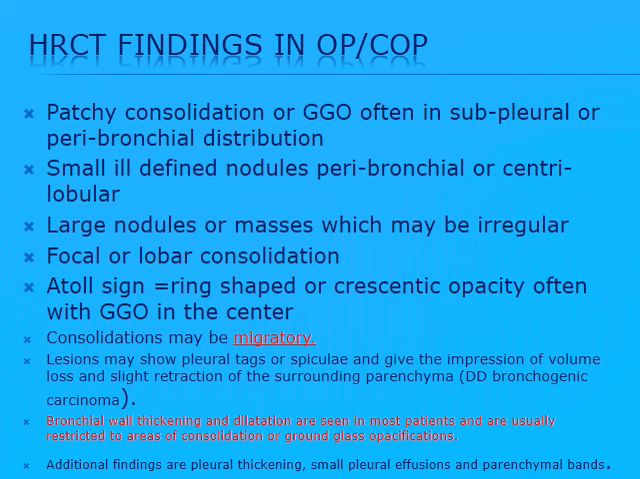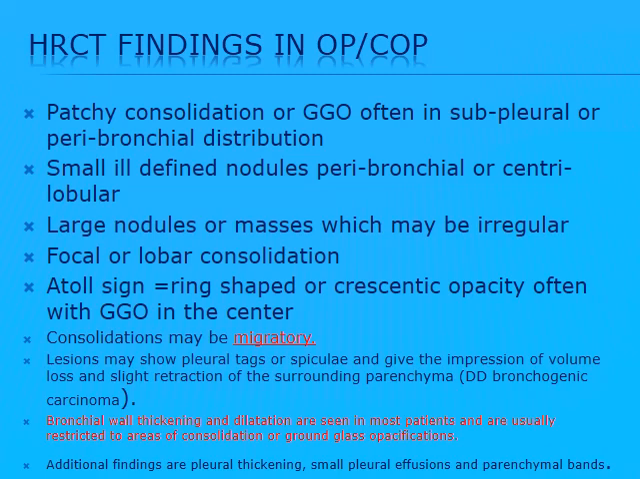What are the findings? It could present as patchy consolidation or ground glass opacities, often in subpleural or peribronchial distribution. It can present as small ill-defined nodules, peribronchial or centrilobular, large nodules or masses, focal or lobar consolidations, atoll sign, okay? And this was the first to be described as specific for cryptogenic organizing pneumonia, but actually it is not that specific. The other thing is that the consolidations may be migratory. On follow-up, you see that the consolidations are moving from area to area.